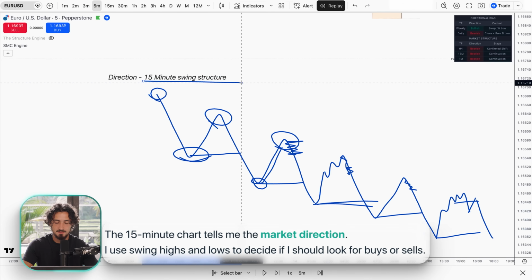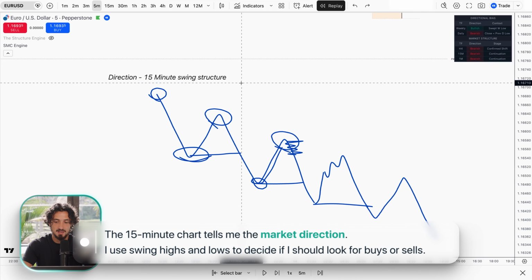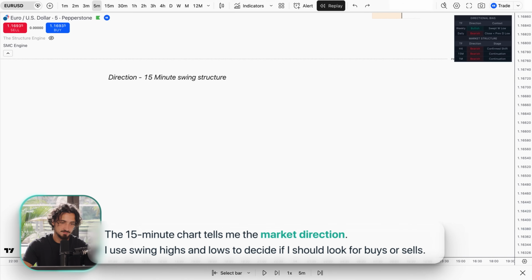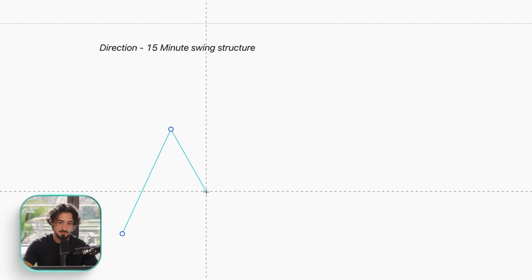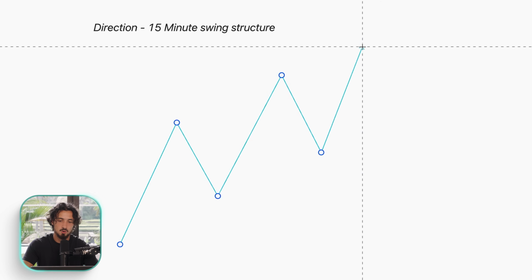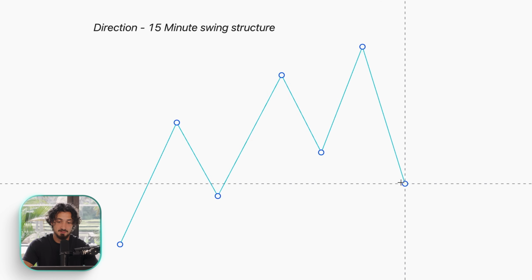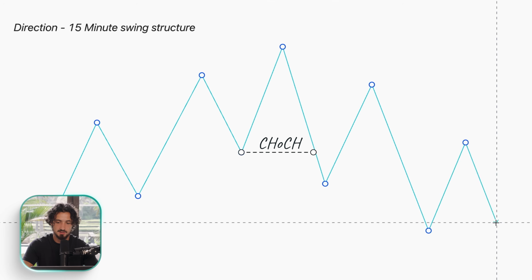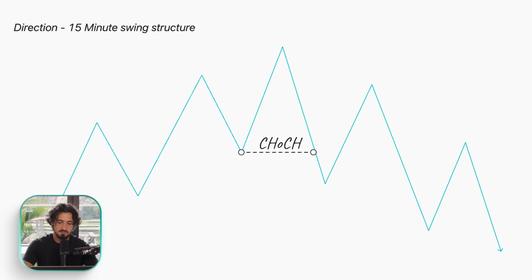So the 15-minute swing structure and my directional bias for the day is decided based off of market structure. And market structure is really simple. At any time you're printing higher highs, higher lows, you're bullish, or you can shift from being bullish to bearish. So this is a change of character. And this is a series of lower lows, lower highs, lower lows. And you just trade in the direction of that trend.